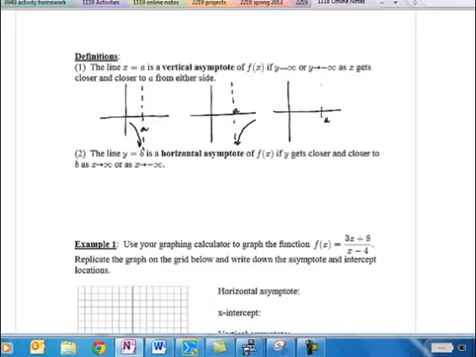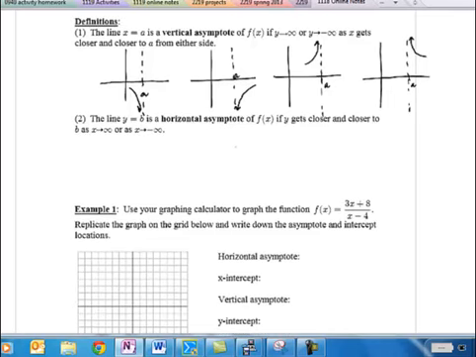So as x gets closer to a from either direction, from the left or the right, the y values are approaching infinity or negative infinity. So if any of these things are happening, then that line x equals a is called a vertical asymptote of the function.